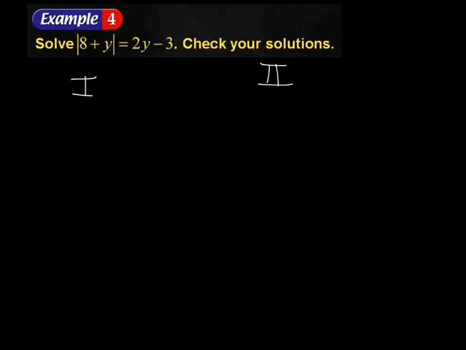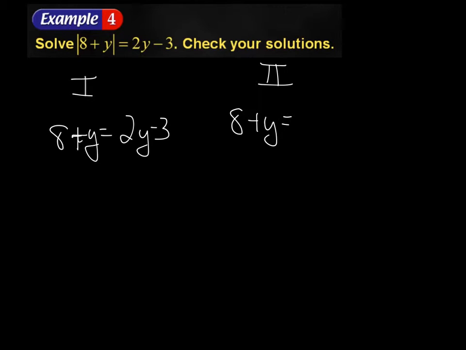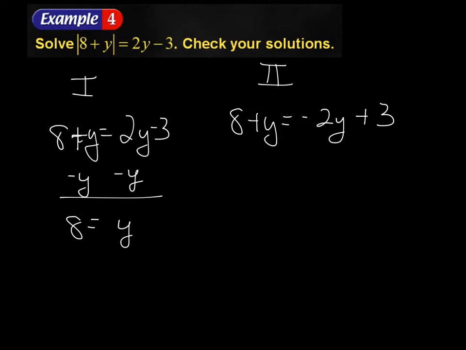This one's interesting because it's not just one number on the right-hand side. So I'm going to have 8 plus y equals 2y minus 3 just as it is, or we could have 8 plus y equals the opposite of the right side, so it's going to be negative 2y plus 3. And then the solving is no problem. We're going to get y on one side, so 8 equals y minus 3, and add 3 to both sides, so 11 equals y. And get y on one side. I'm going to add 2y to both sides, I think.